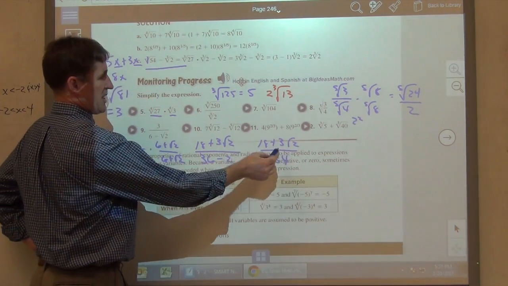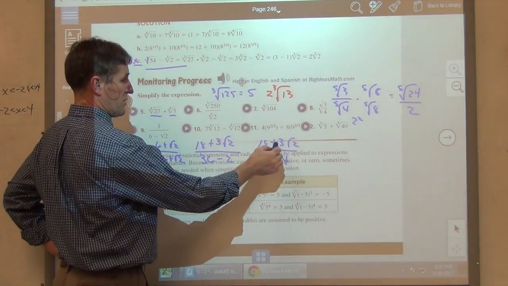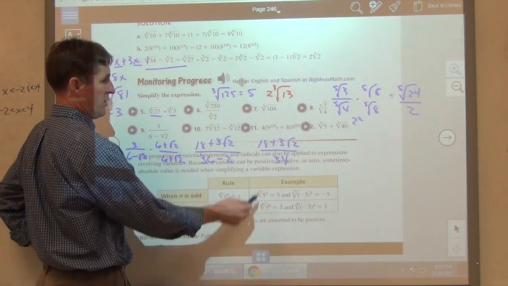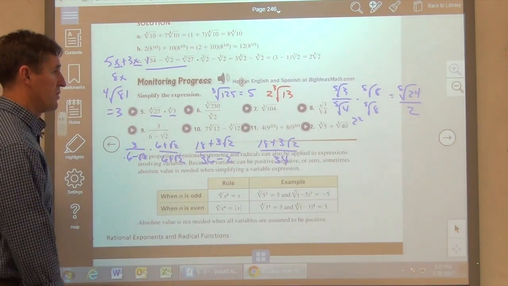You should always check to see if you can reduce that. If there's something like 3 goes into both these, but 3 doesn't go into 34, and 2 goes, so you can't reduce it, so you'd be done.